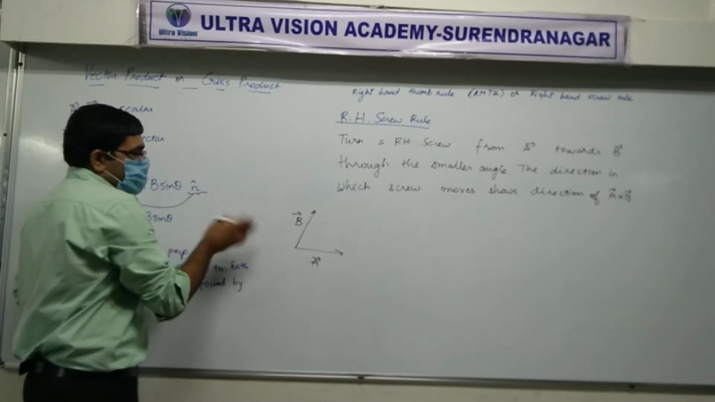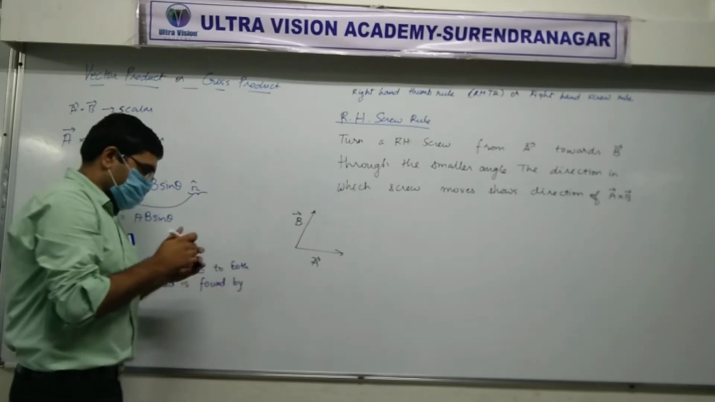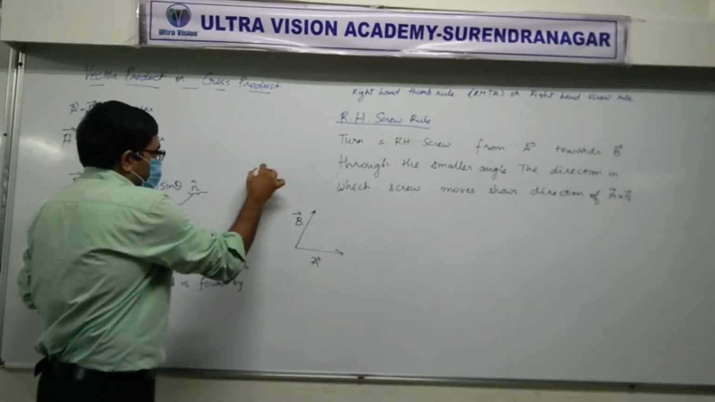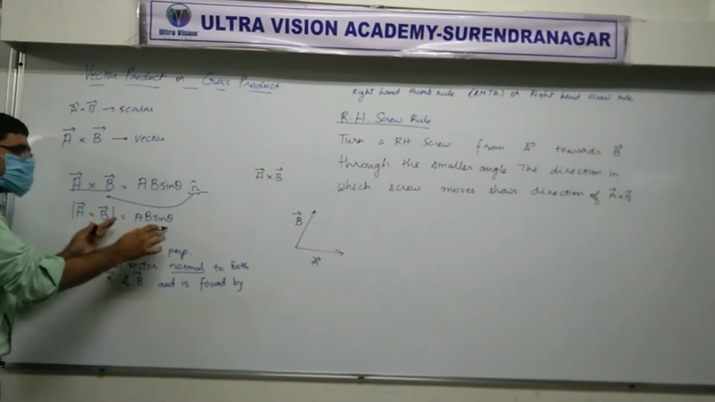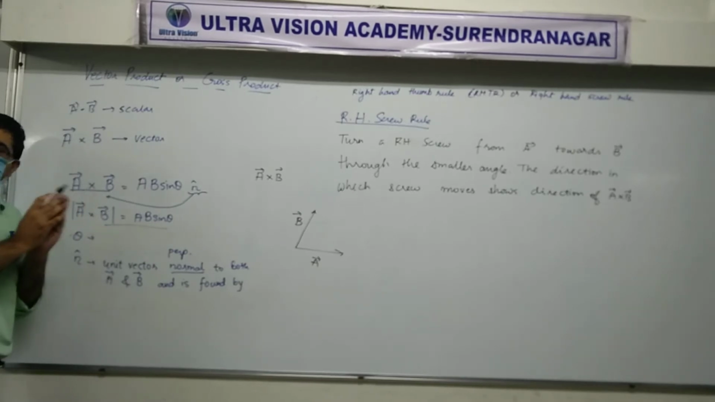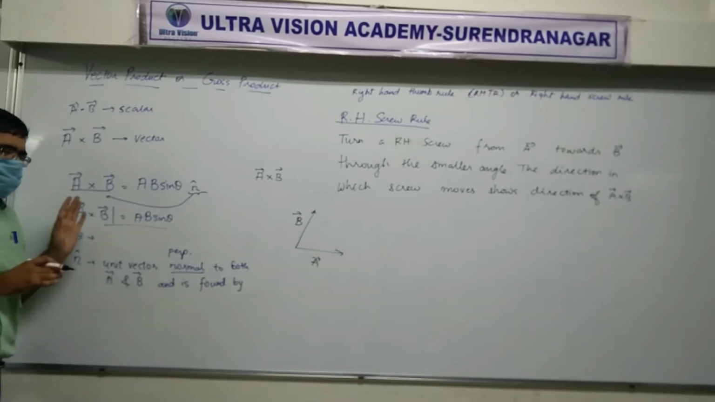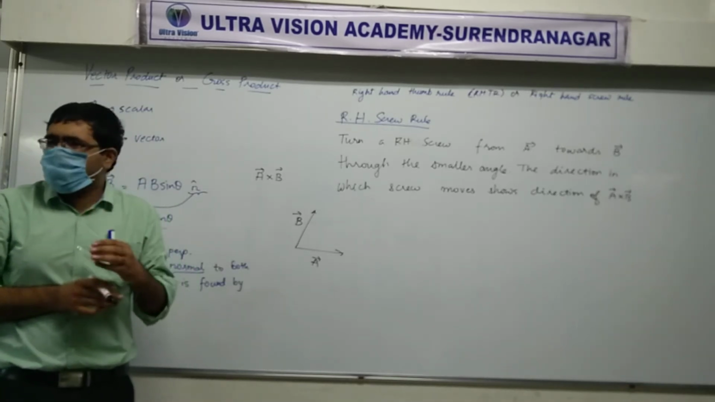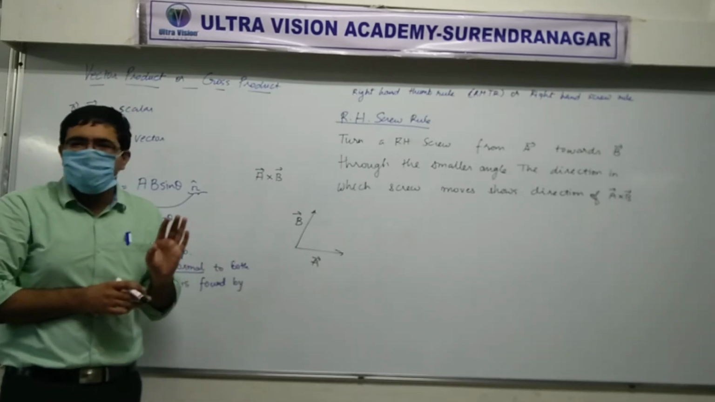Now, as we will try to use this rule, see what happens. If I want to find what's the direction of A vector cross B vector, again I'm not interested in magnitude. Magnitude is very easy. AB sin theta is magnitude. Nothing special. I don't even care about magnitude because most of you will be able to find out the magnitudes on your own. The problem is the direction.